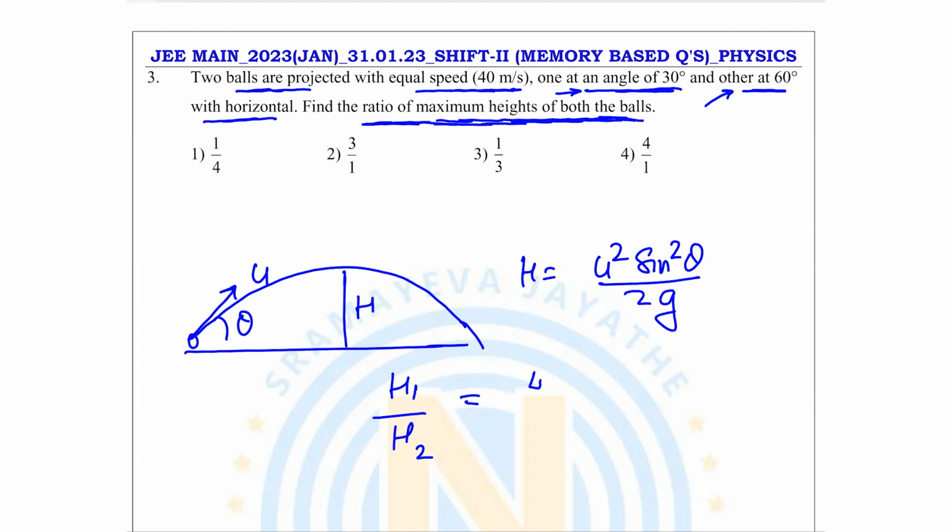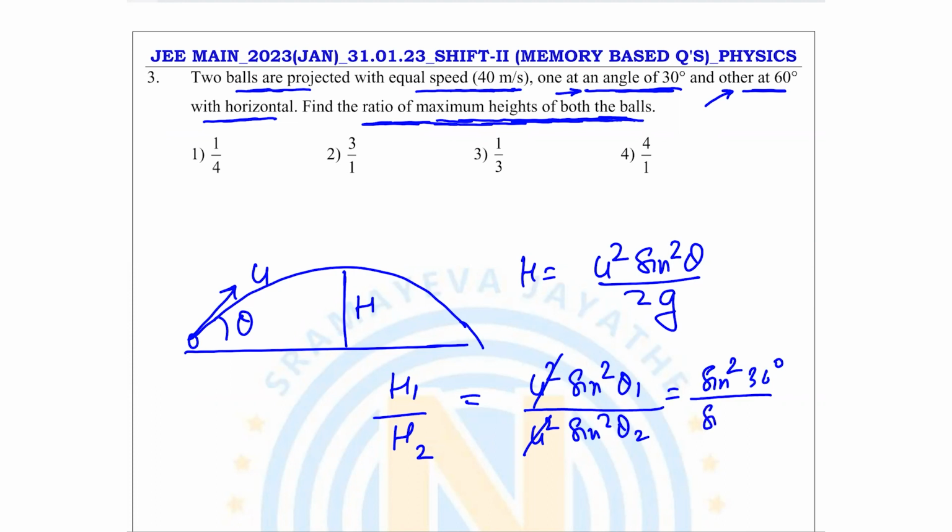So h1 will be u squared, let's keep it u because it is the same, u squared sine squared theta 1. And when I divide it by h2, I'll get u squared sine squared theta 2. This 2g will cancel. u squared will also cancel. So sine squared theta 1, that is sine squared 30 degree divided by sine squared 60 degree, will come out to be 1 over 3. So the answer is 1 by 3. Option 3 is the correct answer. You might mark option 2 if you don't choose the correct order, so be careful with the order.